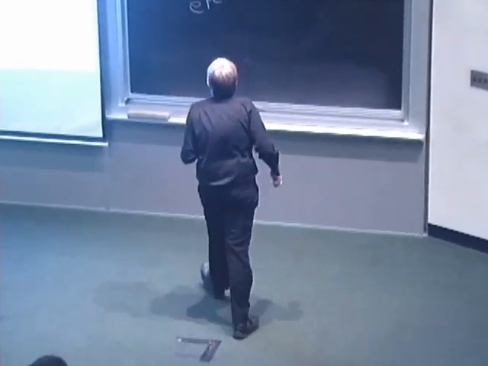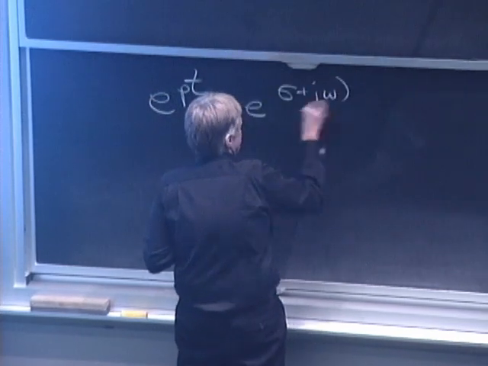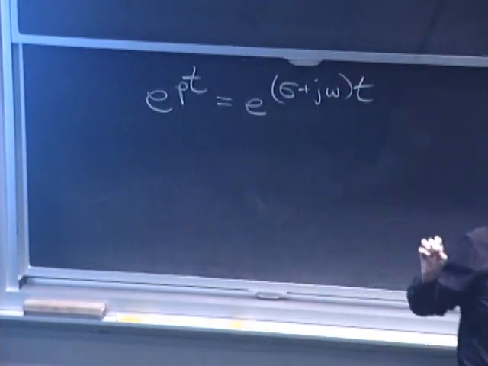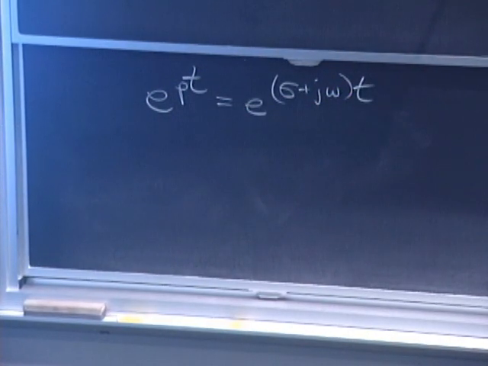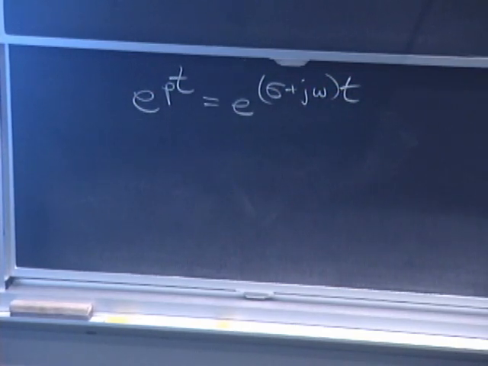So we're going to think about this thing as possibly having a real and imaginary component. So we might have something that looks like this. Sigma would be the real part of p. Omega would be the imaginary part of p.